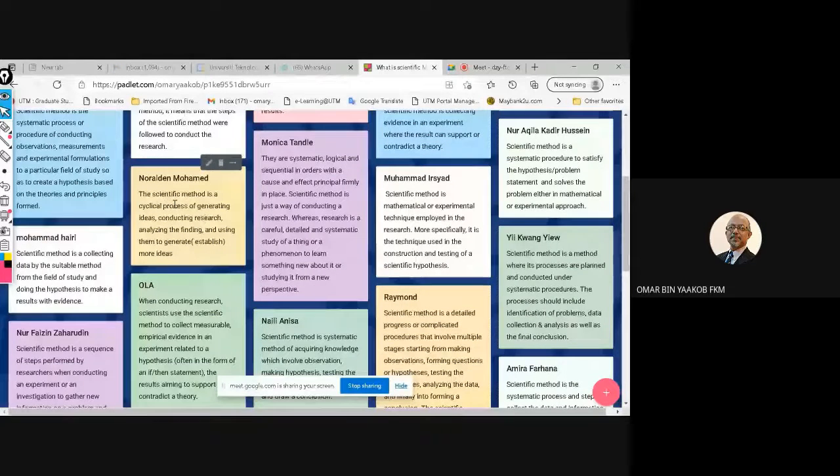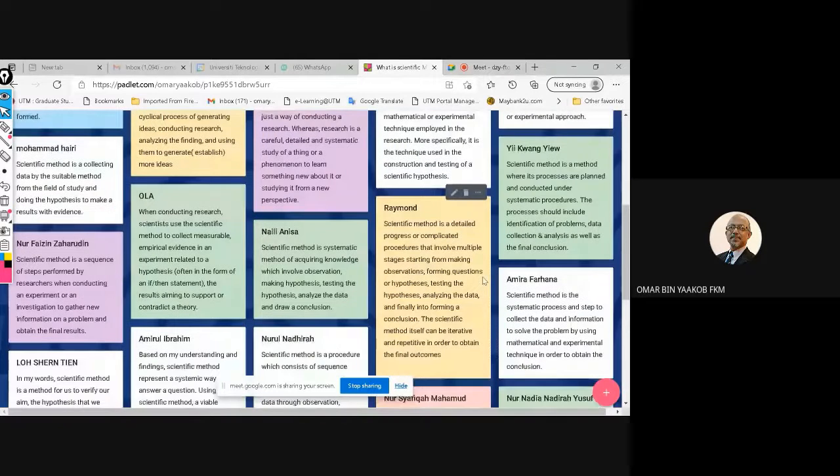Noraldin says scientific method is cyclical. Okay, see already. Irshad: scientific method is a mathematical experimental technique employed in research. Most frequently, it is a technique used in the construction and testing of scientific hypotheses. Scientific method proceeds to certify the hypothesis and problem statement. The method where its processes are planned and conducted under systematic procedures. Scientific method is a detailed, progressive, or complicated procedure that involves multiple stages, starting with making observations and so on.